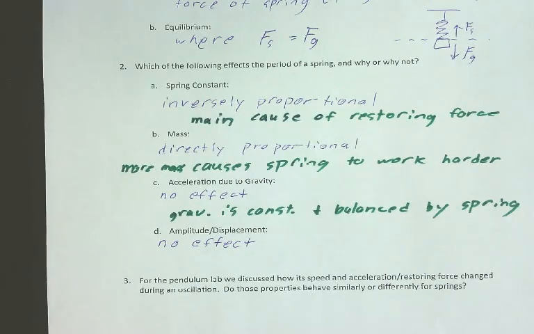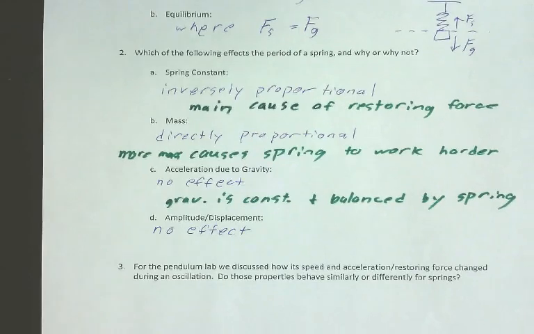You had to have gravity for pendulums because gravity was partly responsible for the restoring force, right? Gravity is partly what brings it back to equilibrium. That's not the case here. Gravity doesn't make you go to equilibrium, so it doesn't matter for this case. Good. All right, and last one.